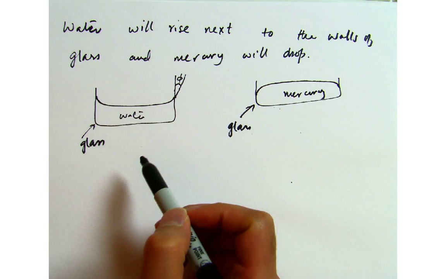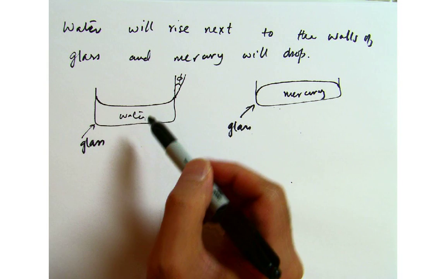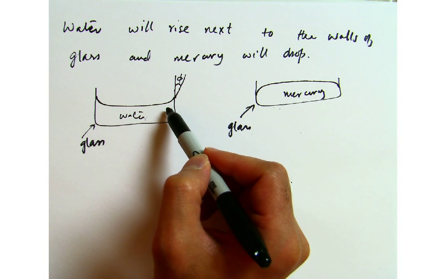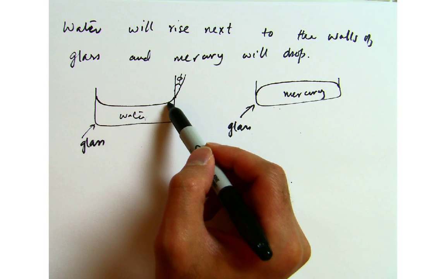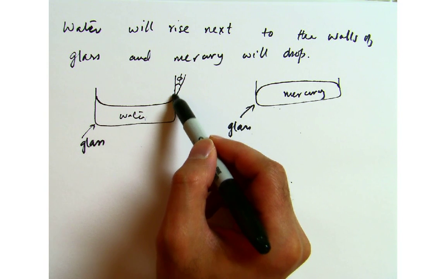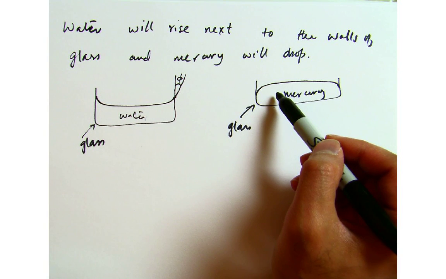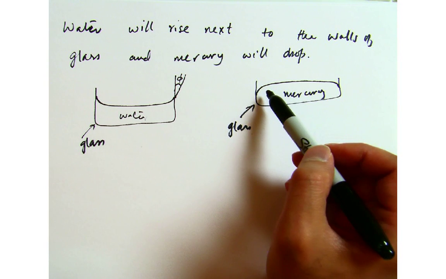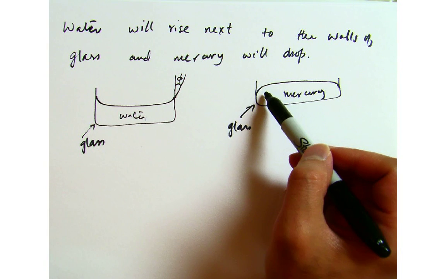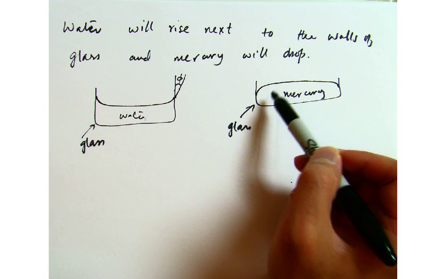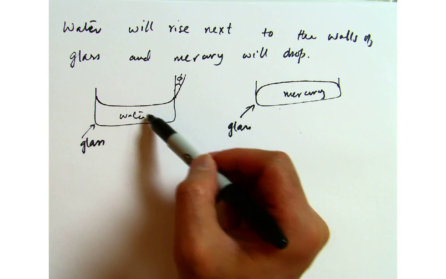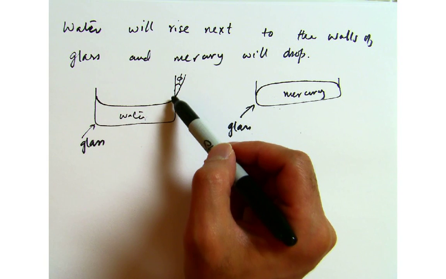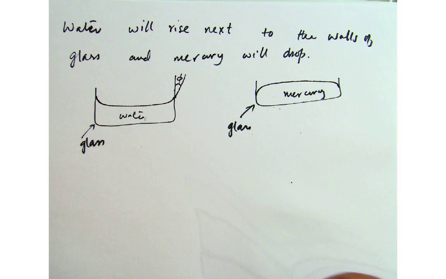And again, why does this happen? The reason is that the molecular attraction between the molecules of water and the glass is stronger, so the water tries to stick to the glass. But the molecular attraction, or the cohesive forces, inside the mercury is greater than the adhesive forces between two dissimilar substances. So the cohesive forces are stronger than the adhesive forces. In the case of water, you still have very strong cohesive forces, but you also have very strong adhesive forces between the water and the glass.